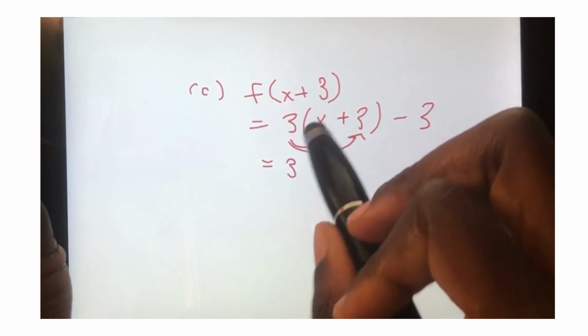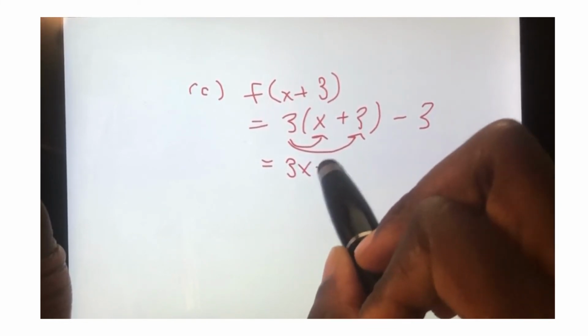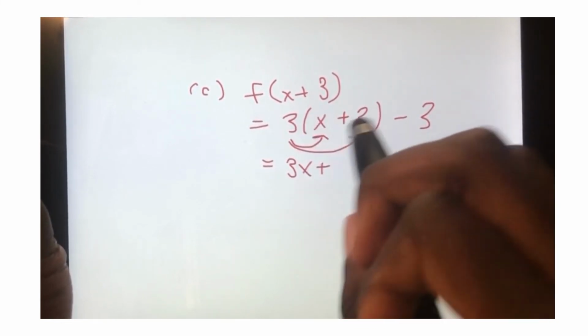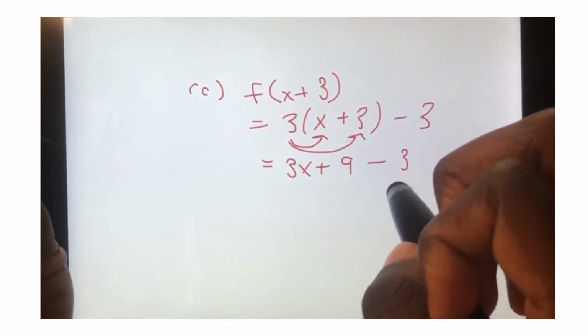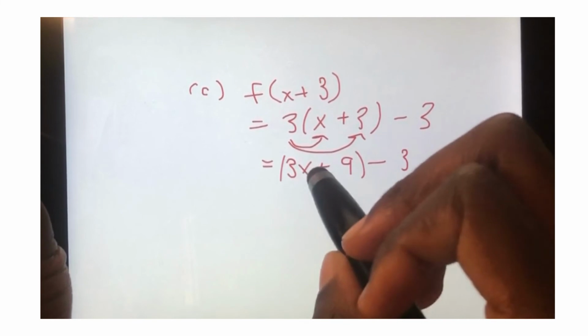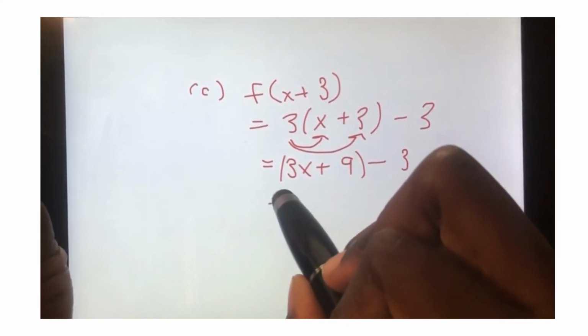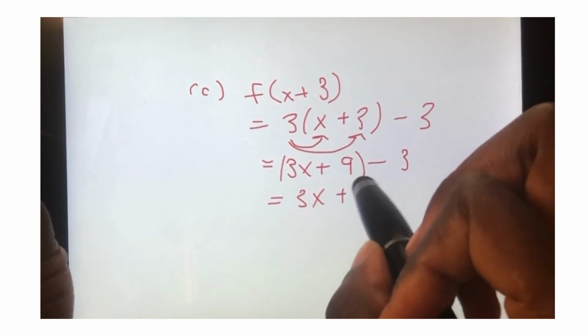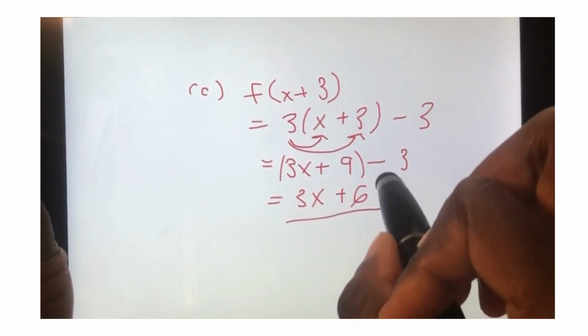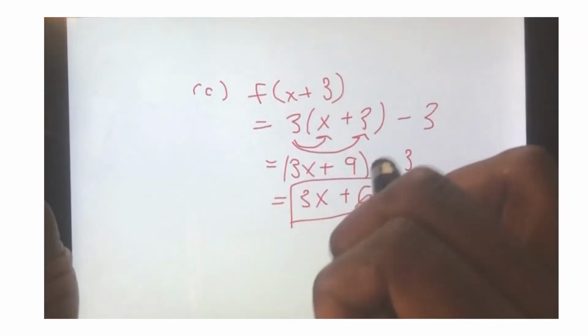So it'd be 3 times x first, plus, right, you keep the plus sign, plus 3 times 3, that's 9. Then we could subtract from 3. So 9 minus 3, combining like terms, 9 minus 3 is 6. And this would be the complete result for this.